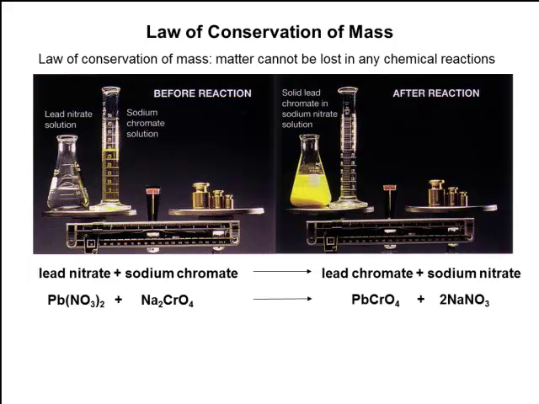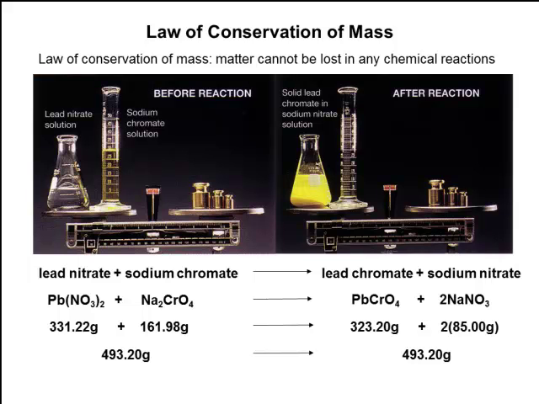So if I look at this, I have 1 lead on the reactant side, 1 lead on the product side, 2 nitrogens on the reactant side, 2 nitrogens on the product side, 10 oxygens total on the reactant side, 10 oxygens total on the product side, 2 sodiums on the reactant side, 2 sodiums on the product side, and 1 chromium on the reactant side and 1 chromium on the product side. So if I look at the masses of these things, the masses of these compounds are different, but when I add them up, I get equal mass on either side. And that's what the law of conservation of mass is getting at.